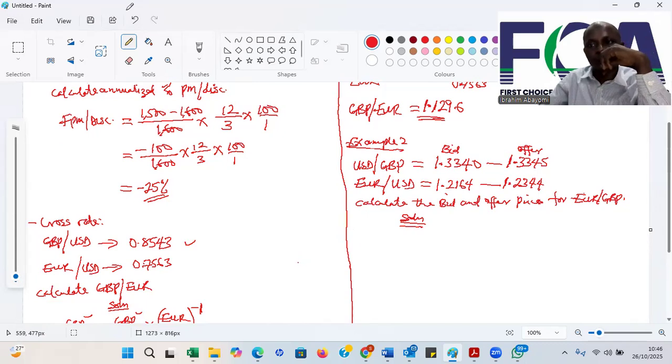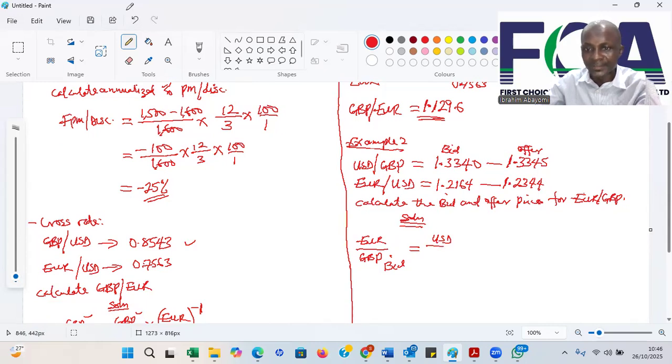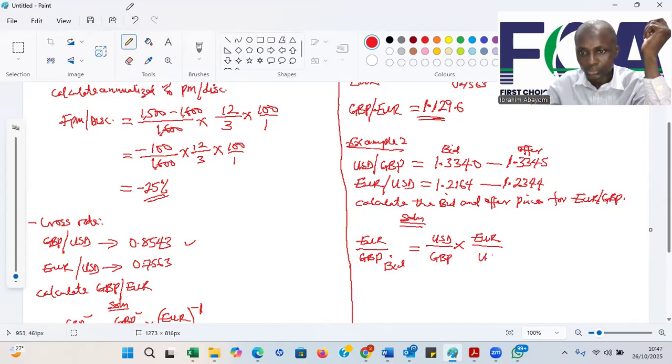If I want to calculate the Euro GBP bid, okay, now, let me take USD GBP, multiply by Euro USD.